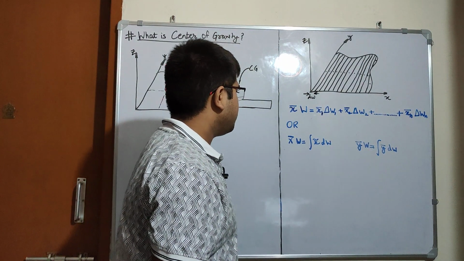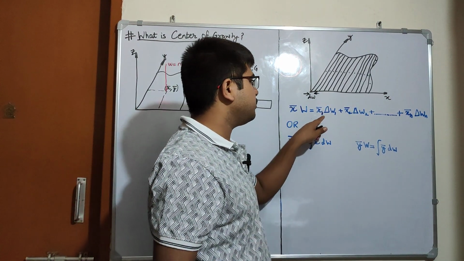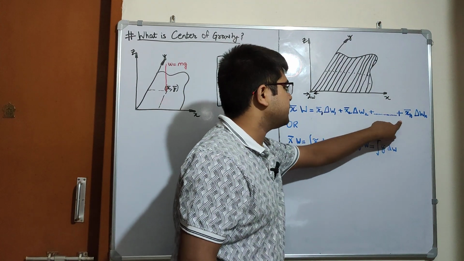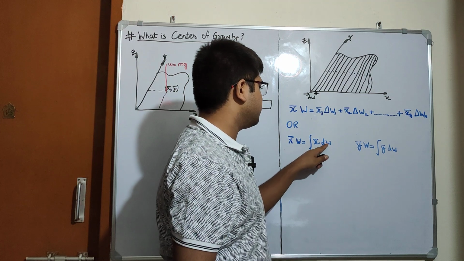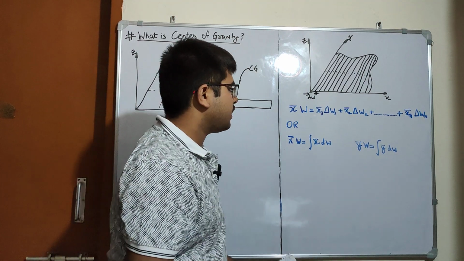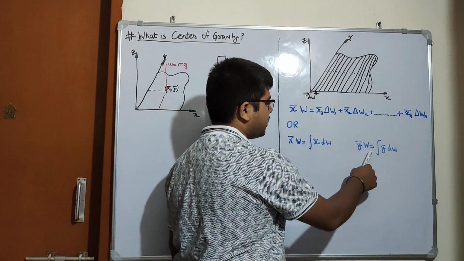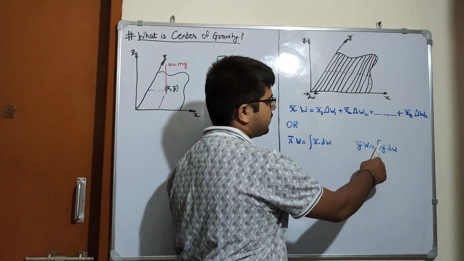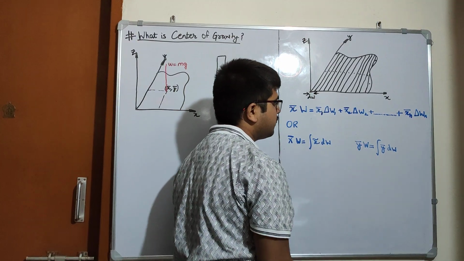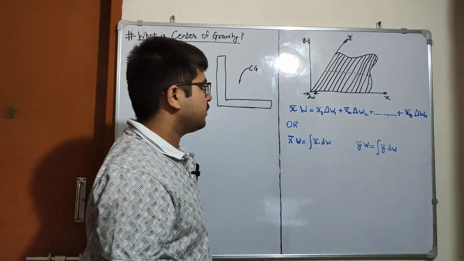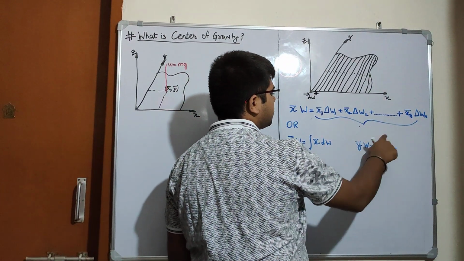Now if we have to do summation of all this, the RHS of this, then we can write integral of x bar dw. And similarly for the y coordinate, we have y bar W equals integral of y bar into dw. That will make this whole summation into this form.